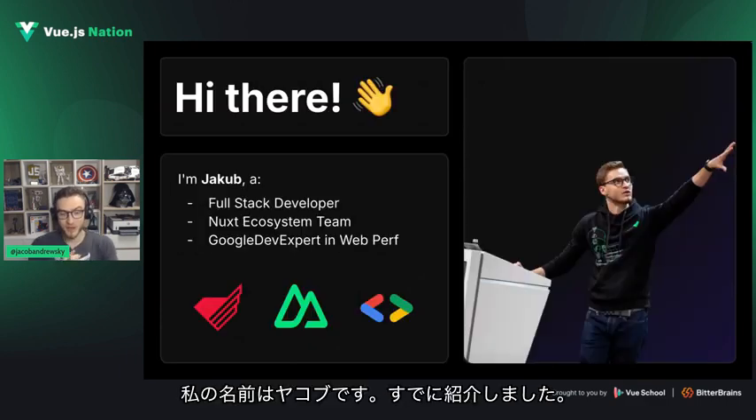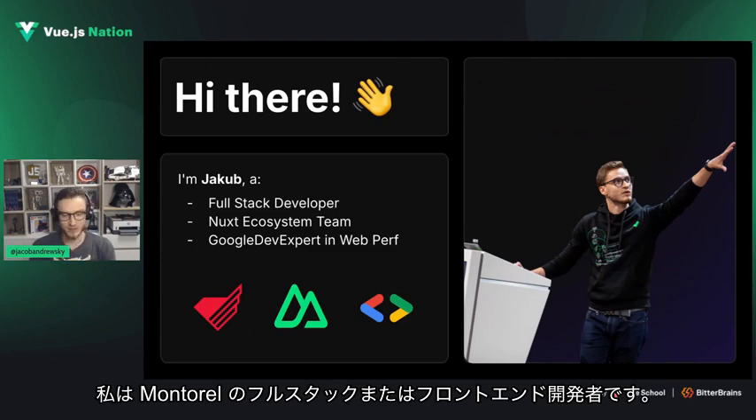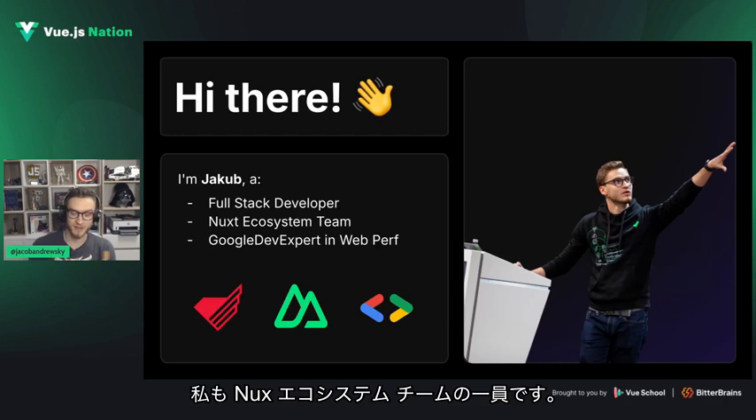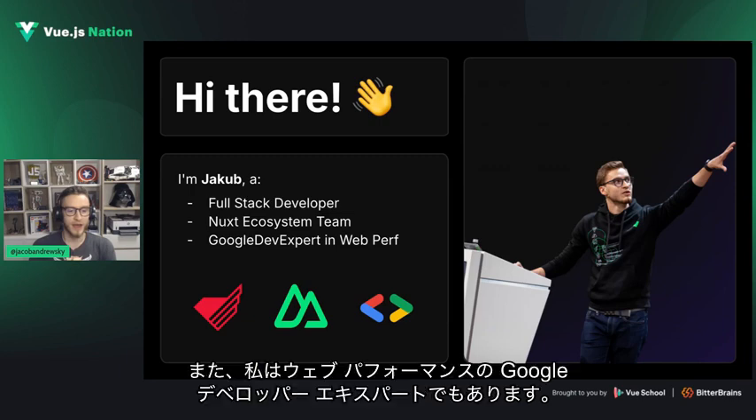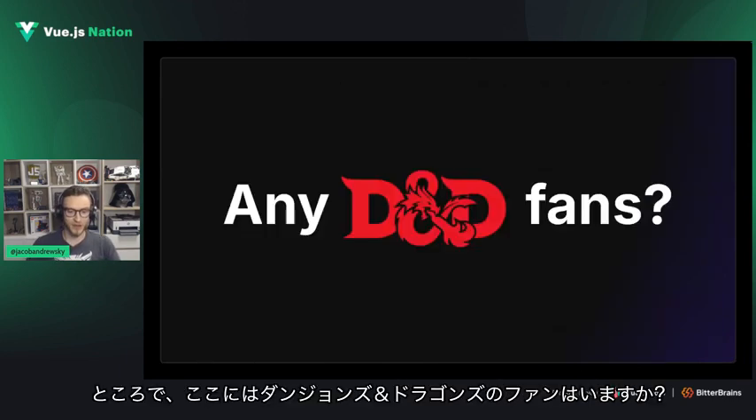So my name is Jakub, and I was already introduced. I am a full stack or front-end developer at Montreal. I'm also a part of a Nuxt ecosystem team. I will talk about it a bit later. And I'm also a Google developer expert in web performance.